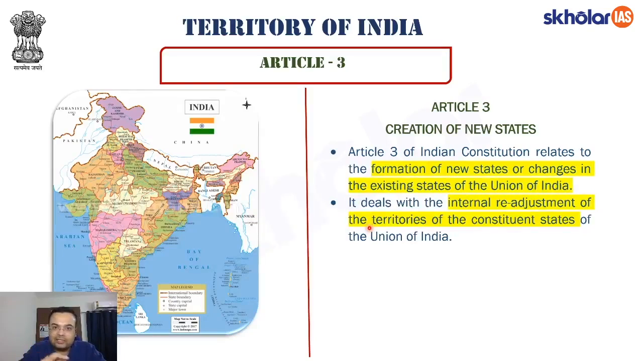So what exactly does Article 3 speak about? Article 3 says that the Indian Constitution relates to the formation of new states or changes in the existing states of the Union of India. What exactly is it dealing with?